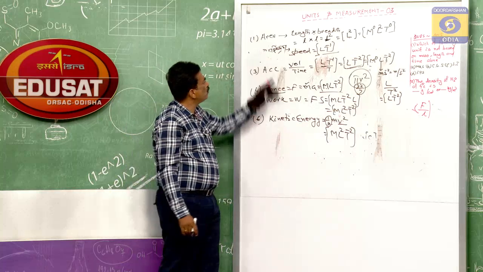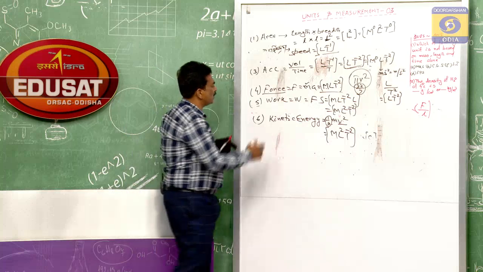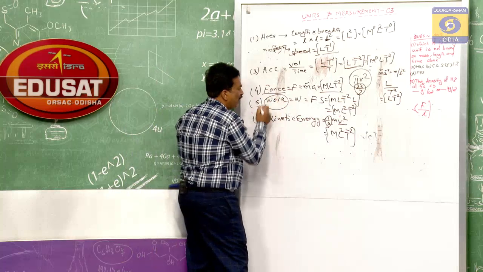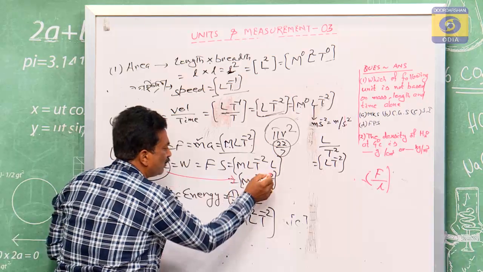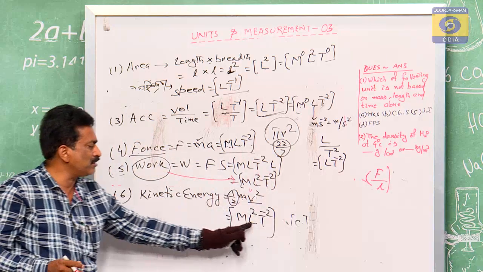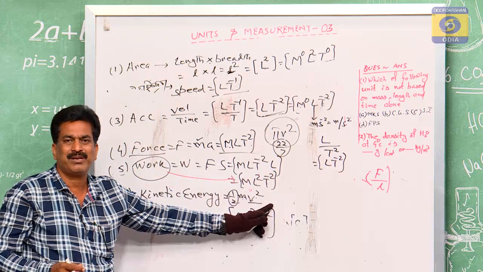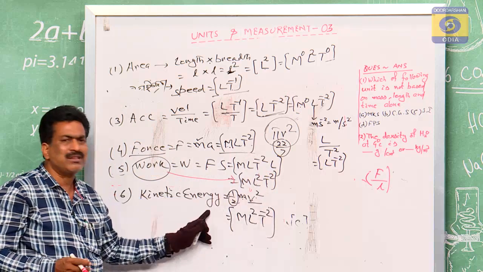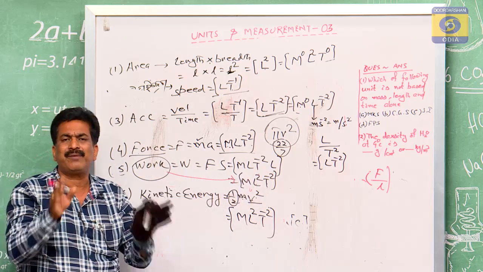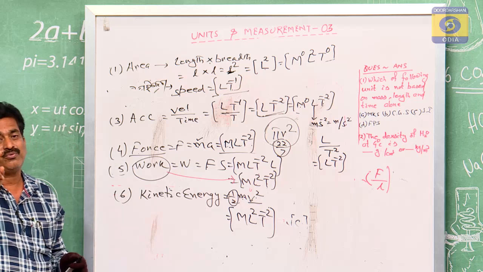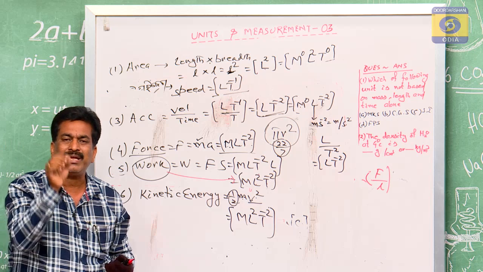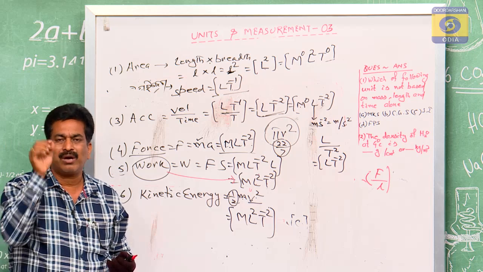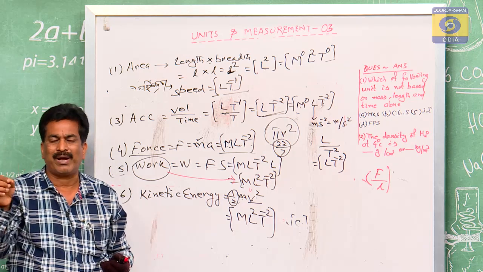Which one of them has the same dimension? Work. Work is also here M L square T to the power of -2. So this is also M L square T to the power of -2. Meaning the work and the energy represent the same dimension. So if you go for the formula, what is energy? The ability of doing work, the capacity of doing work.